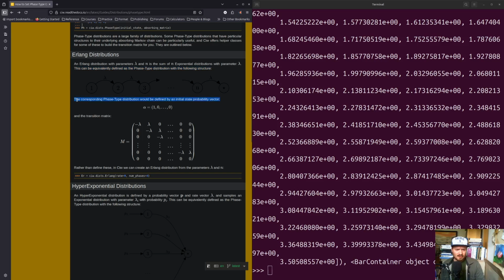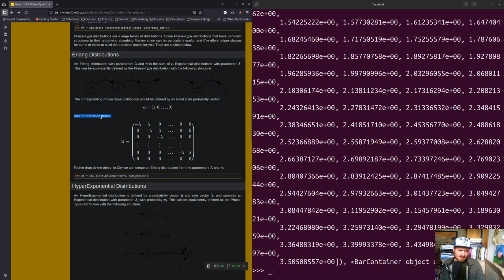Okay, so the corresponding phase type distribution would be defined as an initial state vector with alpha being 1 and everything being 0. Because remember I said when I was showing you the diagram, you start off at the first node. It's not obvious or apparent from the diagram. You do need to keep in mind that you could create another phase type distribution with the same diagram, but you can start in different nodes. That would be a different system, but you can do that with phase type as well.